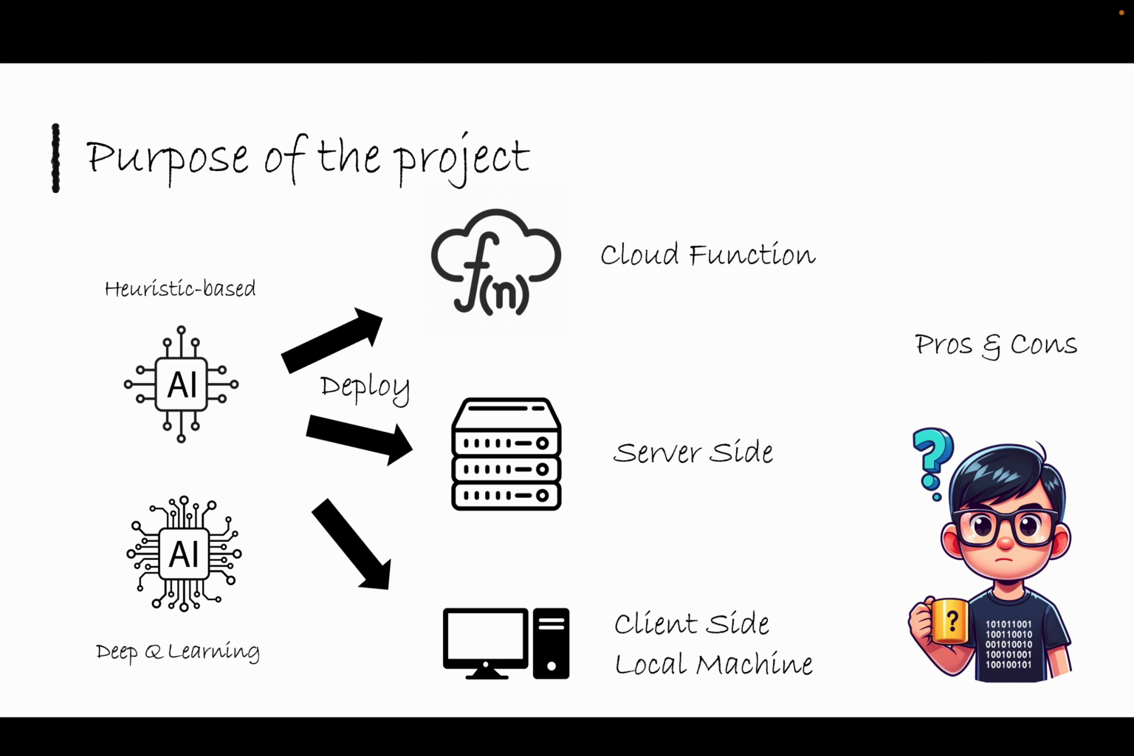We found there are actually several AI approaches, and we want to investigate the pros and cons of choosing different AI methods, for example, the heuristic-based AI approach or DQN learning, which is a quite classic reinforcement learning. We also want to investigate the difference between deployment methods, for example, deploying on a cloud function, on the server side, or on the client side, like the local machine of the user. And we want to investigate the pros and cons.